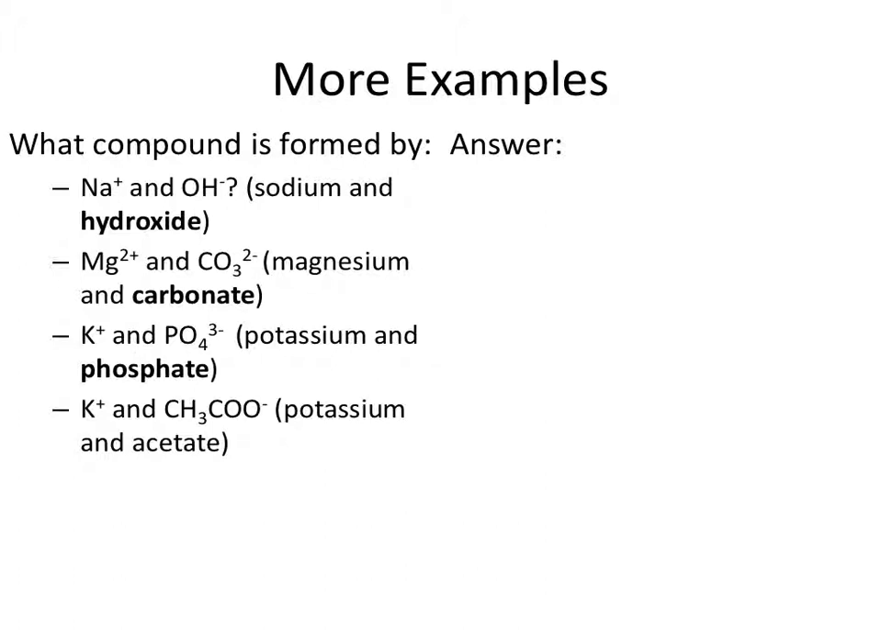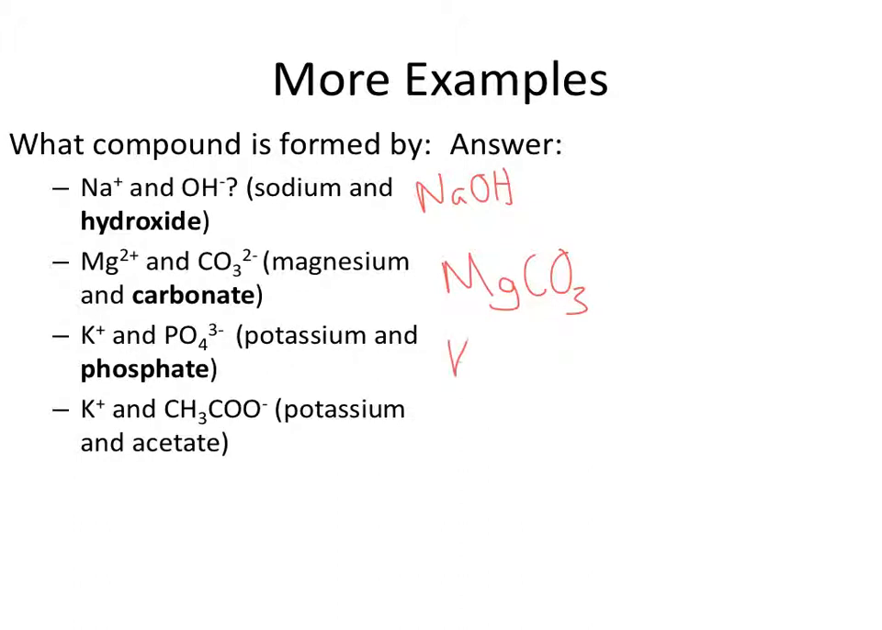Okay, so sodium is 1 plus and hydroxide is 1 minus, so they're going to form 1 to 1 to be NaOH. Magnesium is 2 plus, carbonate is 2 minus, so they're also going to form 1 to 1 together. So you're going to have MgCO3. All right, potassium is 1 plus, phosphate, PO4, is 3 minus.